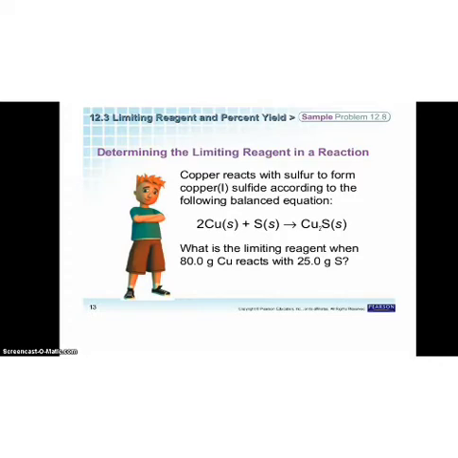Determine the limiting reagent in a reaction. Copper reacts with sulfur to form copper sulfide according to the balanced equation 2Cu plus S giving Cu2S. We have to find the limiting reagent when 80 gram of copper reacts with 25 gram of sulfur. So the mass of copper and mass of sulfur are given, and we have to find out which is the limiting reagent from the reactant side.